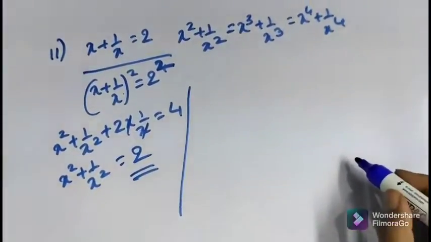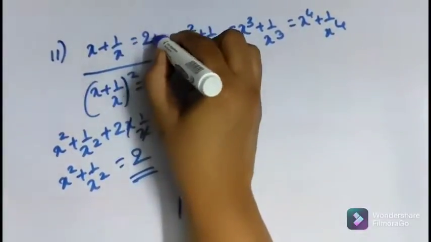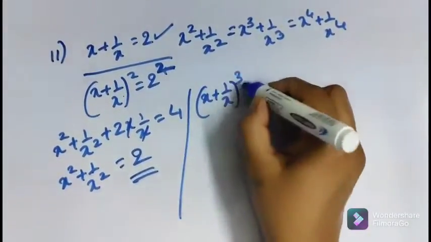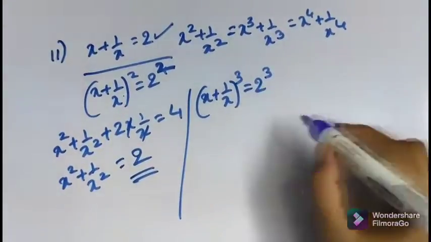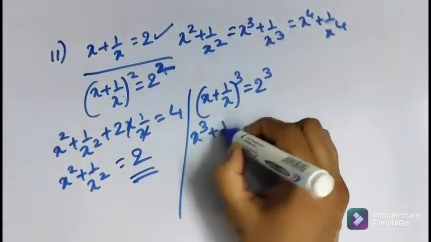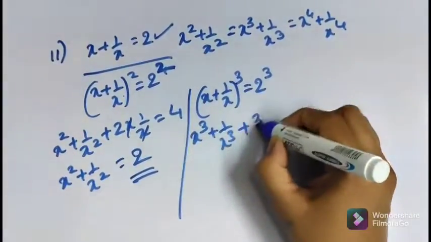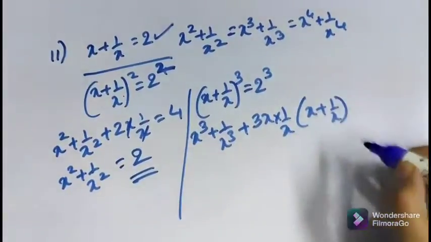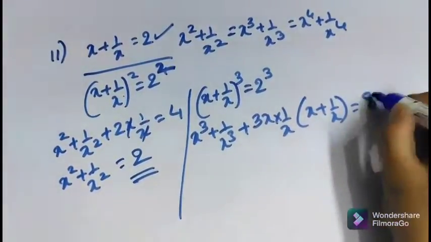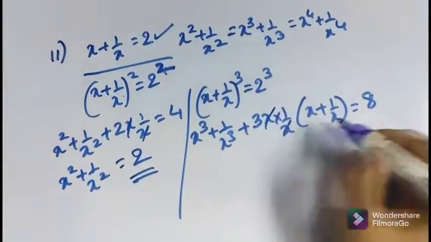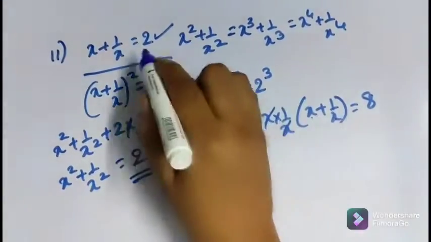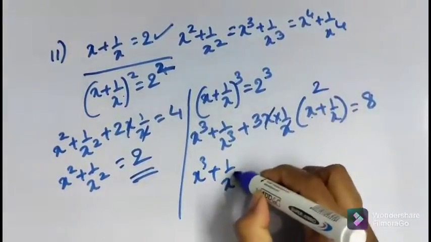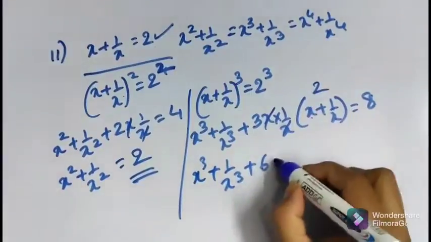Let's do the second part. For that we will cube this particular equation, right? So (x plus 1 by x) cube is equal to 2 cube. Let's open up this: x cube plus 1 by x cube plus 3 into x into 1 by x in the bracket x plus 1 by x, right, is equal to 8. x gets cancelled and x plus 1 by x value is given as 2. I'll replace it. So x cube plus 1 by x cube plus 3 2s are 6 is equal to 8.